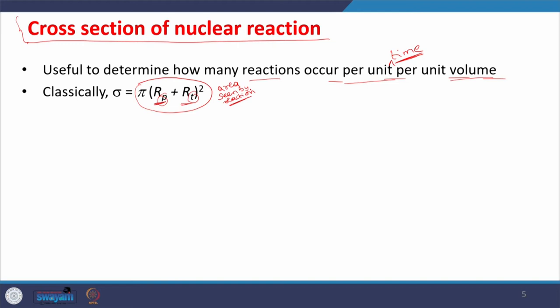More area, more probability for the reaction to happen, is it not? If there is a target material and there is a beam coming in the particle accelerator, if this area is more than the particle beam, there is a huge probability. Inside the target, if the nucleus area is less than the incident particle radius, then the probability will be very less. Of course, some more parameters are also involved. I am trying to give you a general case of the classical treatment of the nuclear reaction cross section value. So, the simplest definition is you go for the sum of the radii of target and projectile.